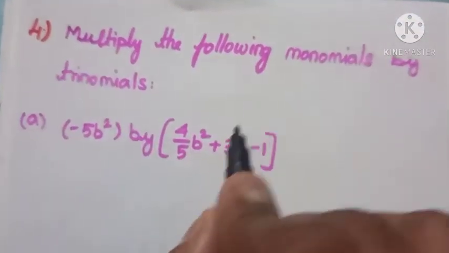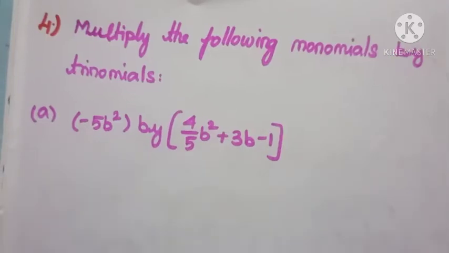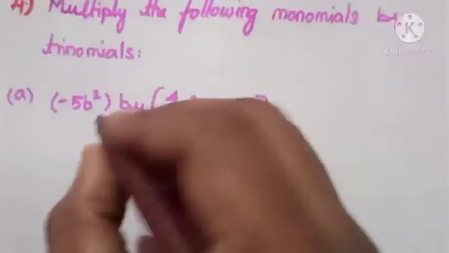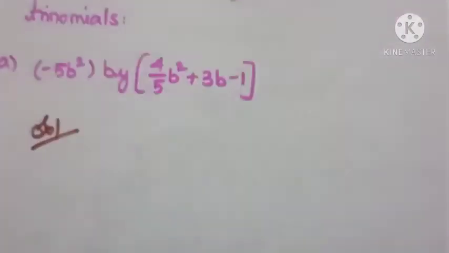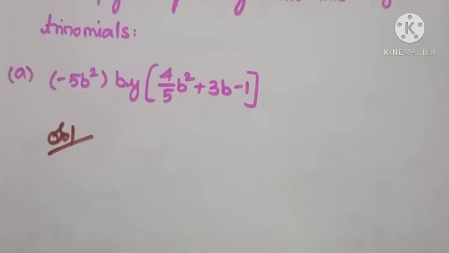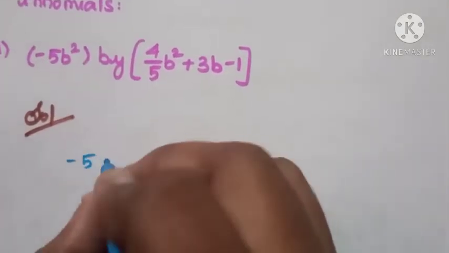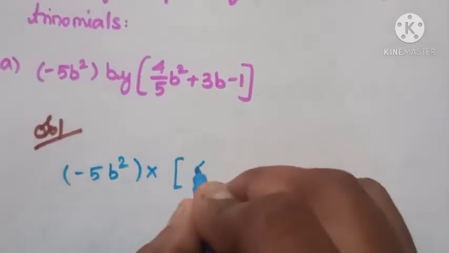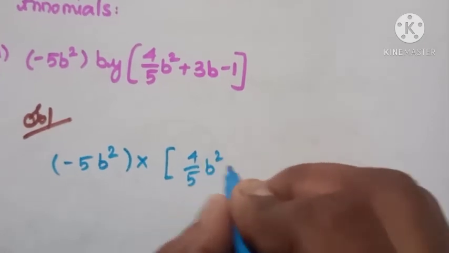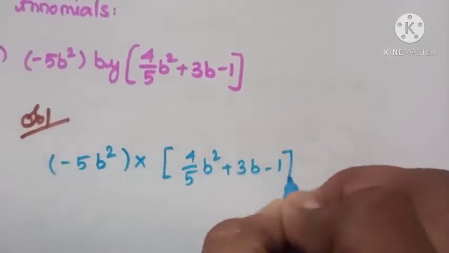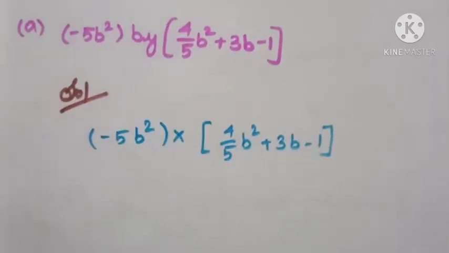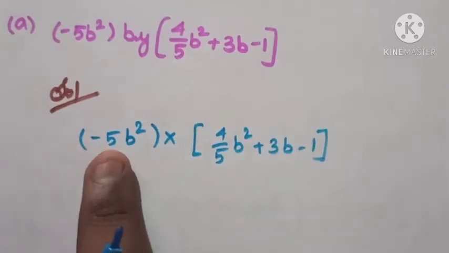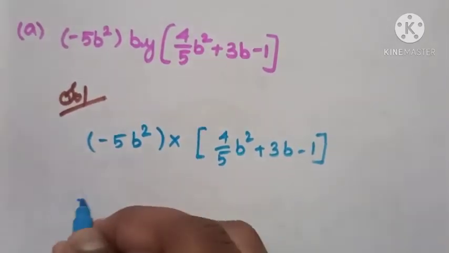Question number 4 is nothing but multiplying a monomial to a trinomial. It is also a very easy sum to solve, so I directly move on to the solution. How can you make the product? First you take minus 5b square into 4 by 5 b square plus 3b minus 1. In the previous sum we had to take the first term to 2 terms and then the second term to 2 terms. Here there is only one term, so it is a monomial. Directly you go with the product.